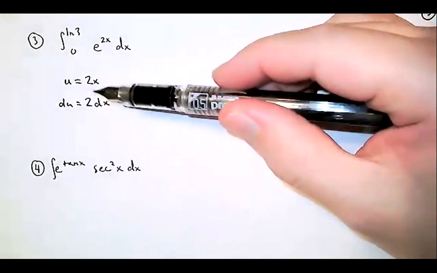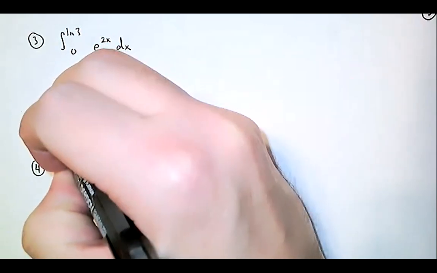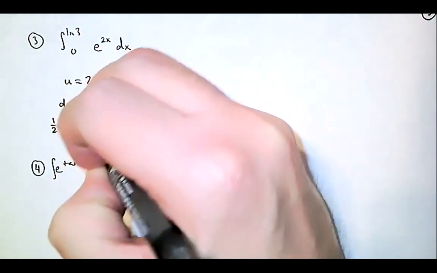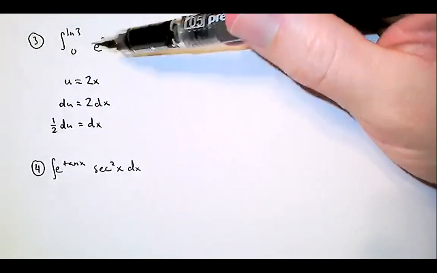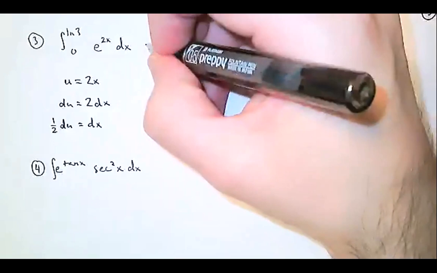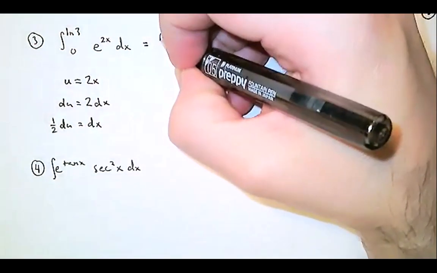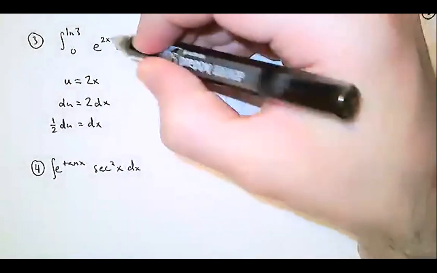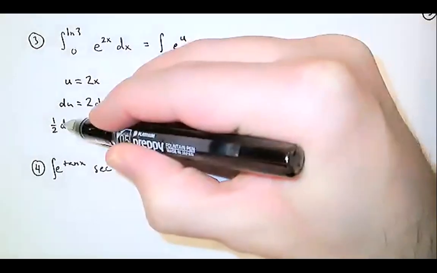So in order to handle this, the way that I like to do it is divide through by 2 on both sides. So we actually get 1/2 du is equal to dx. Because we don't have a 2 in the original problem. Well, it's in the exponent, but we don't have a 2 being multiplied anywhere. Okay, so we get e to the u, and then dx becomes 1/2 du.